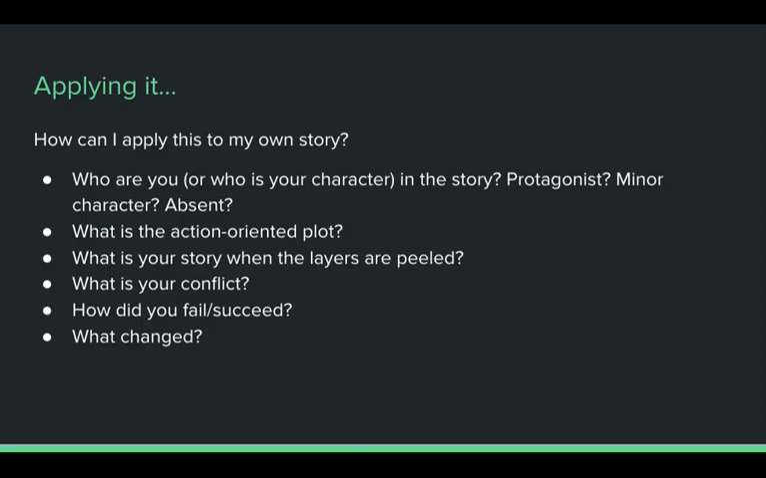So how can you apply this to your own story? Think about, who are you or your character? Who is your character in the story? What is the action plot? What is the surface level thing that's going to happen? But what does it really mean? What is the underlying layer here? What's your conflict, and how are you going to fail or succeed at it? And then what changes? How do you, or how does your main character change as a result of this story?